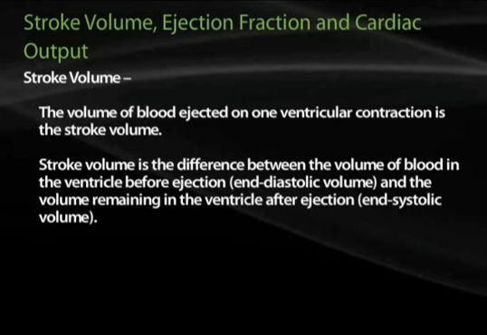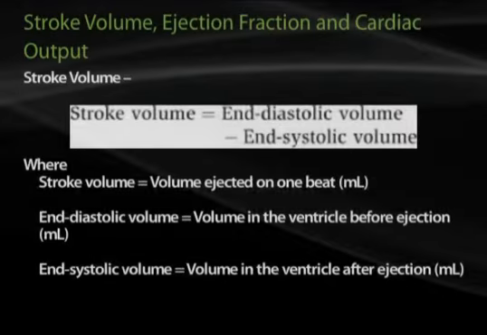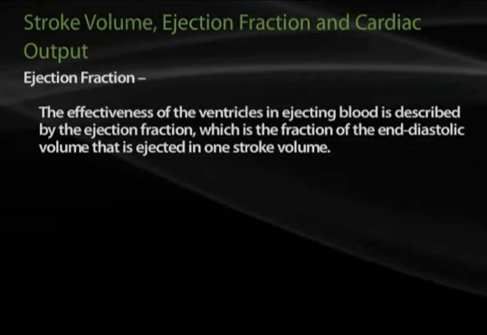Stroke volume is the volume of blood ejected on one ventricular contraction. Stroke volume is the difference between the volume of blood in the ventricle before ejection, which is the end-diastolic volume, and the volume remaining in the ventricle after ejection, which is the end-systolic volume. Typically, the stroke volume is about 70 milliliters. Remember, stroke volume is EDV minus ESV. Stroke volume is the volume ejected on one beat, end-diastolic volume is the volume in the ventricle before ejection, and end-systolic volume is the volume in the ventricle after ejection.